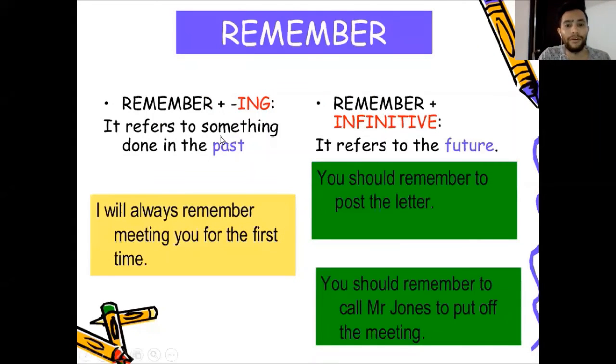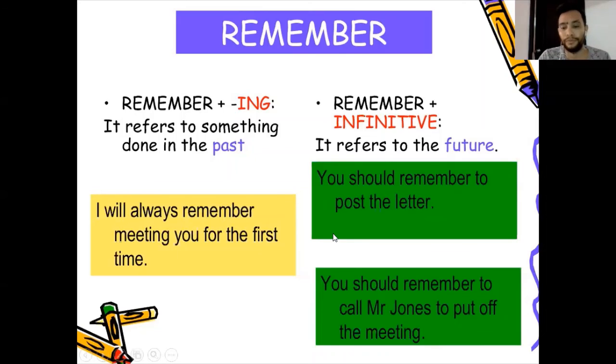In the case of remember, with the ing form, it has a past action. It refers to something done in the past, like, I will always remember meeting you for the first time. Siempre recordaré el momento en que te conocí, right? And here, with the infinitive form, means something that will be done in the future, like, you should remember to post a letter. Lo recuerdas ahora y esa acción lo harás después, right? En un futuro. You should remember to call Mr. John to put off the meeting.